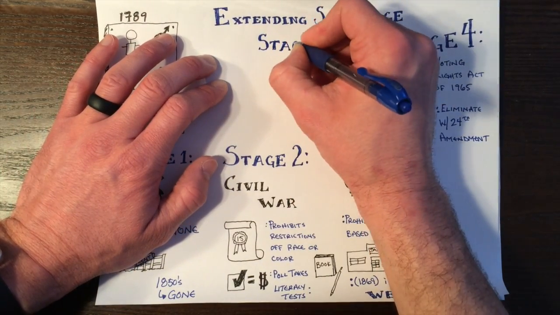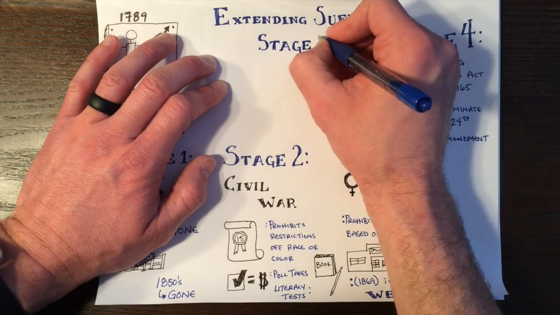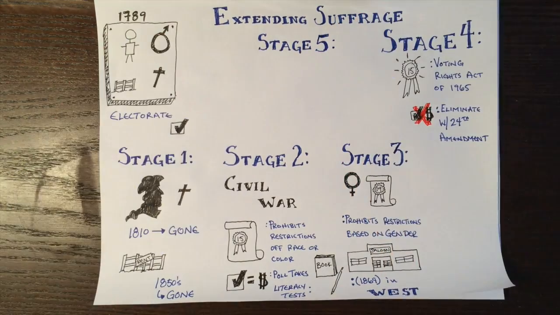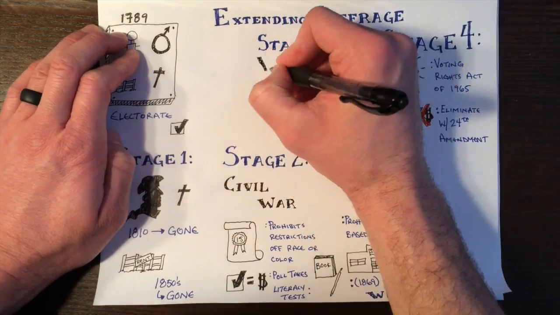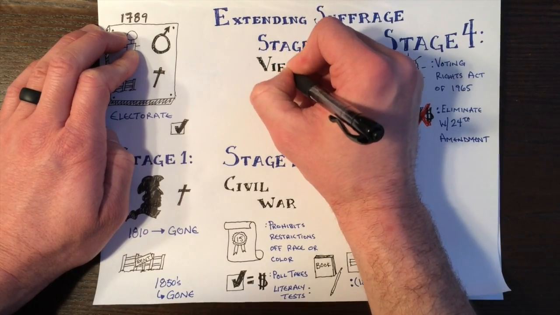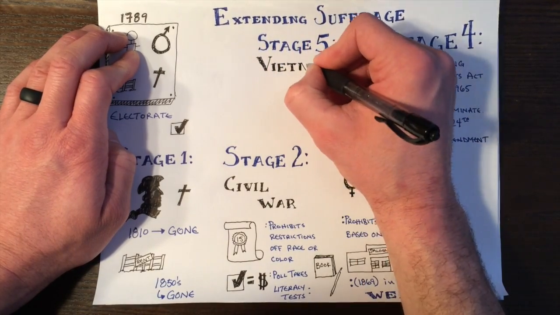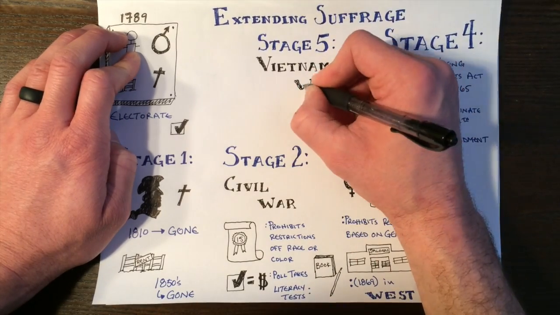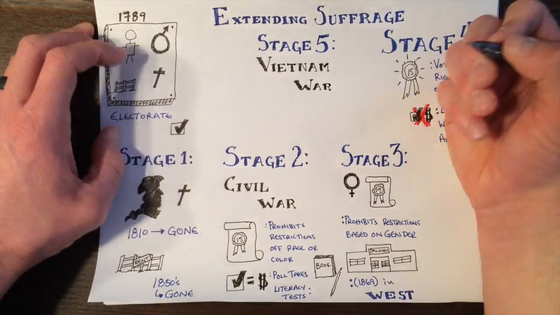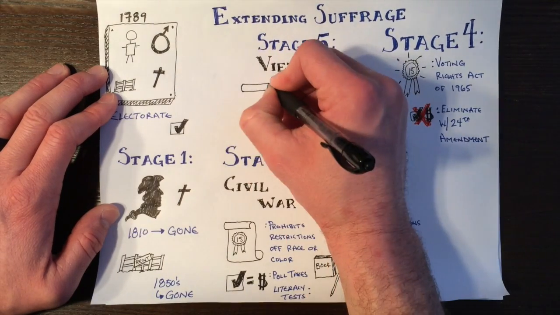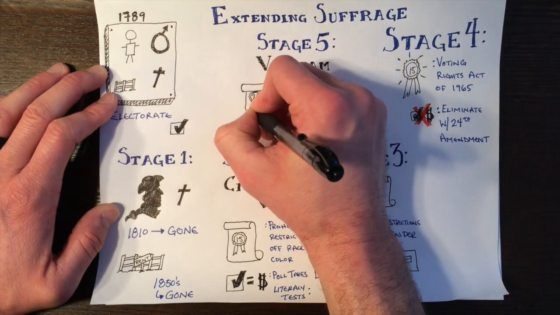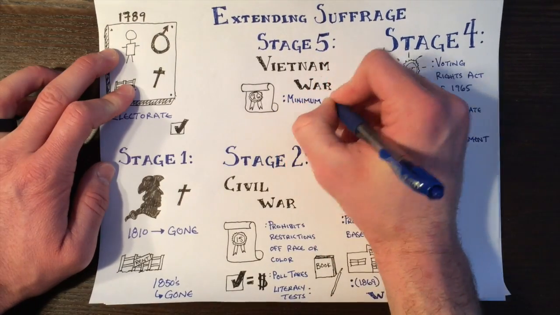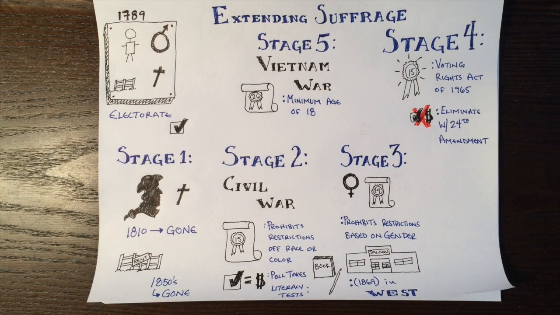Stage 5 would come as a direct result of the Vietnam War. There was public outcry for those young men being drafted into the war, but not having any opportunity for participation in the government. And in response to this, the U.S. government passed the 16th Amendment, which dropped the minimum age to 18 years old. Now our electorate looks drastically different than those old white guys before 1789.